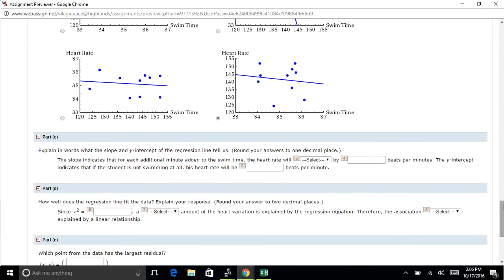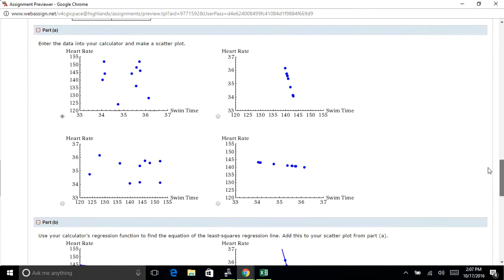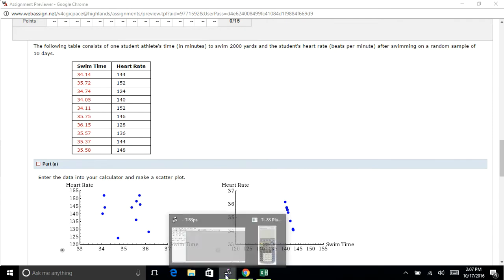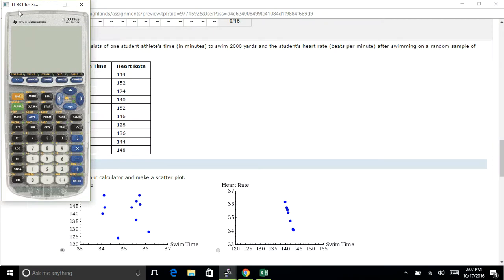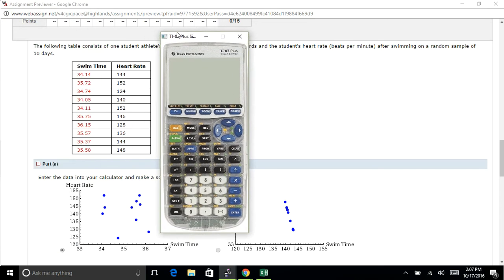So this one right here is the same as this one right here. What I do need to do, though, is put my stuff in the calculator. So I'm going to bring up my calculator, and I'm going to move it over here so you can watch me as I put it in. No, it won't move. Why won't you move? Okay, there we go.